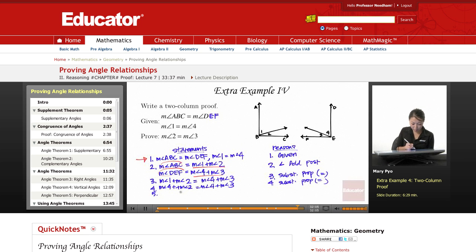Okay, then here, since these two are the same, I can just subtract it out, right? If I subtract it out, then measure of angle 2 equals measure of angle 3. And right here, this is subtraction property of equality. Okay, and is that my proof statement? Yes, it is. So I am done.